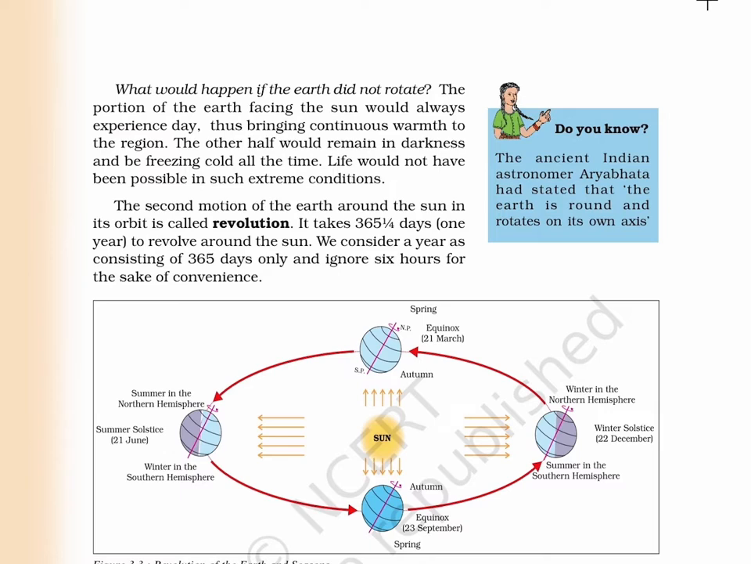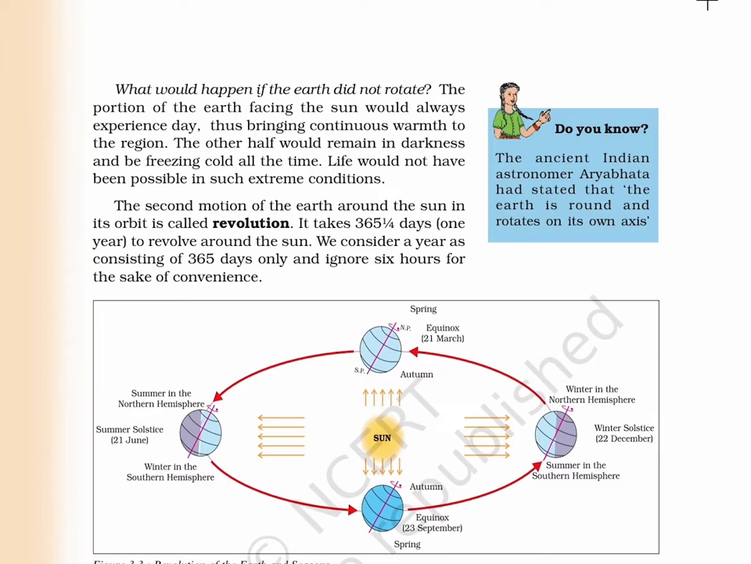The second motion of the Earth around the Sun in its orbit is called revolution. It takes 365 1/4 days, that is 1 year, to revolve around the Sun. We consider a year as consisting of 365 days only and ignore 6 hours for the sake of convenience. Do you know? The ancient Indian astronomer Aryabhata had stated that the Earth is round and rotates on its axis.